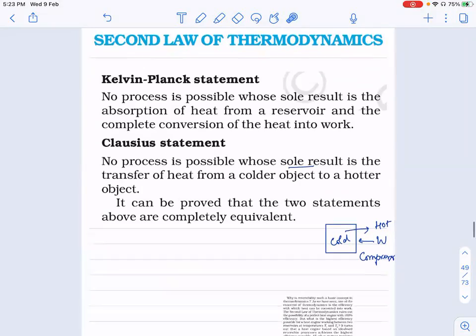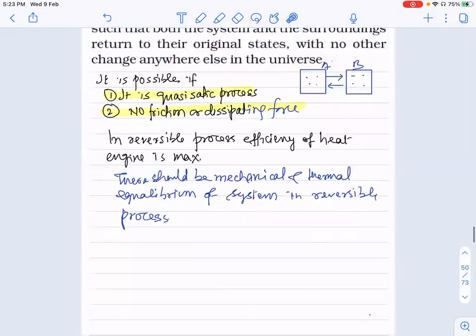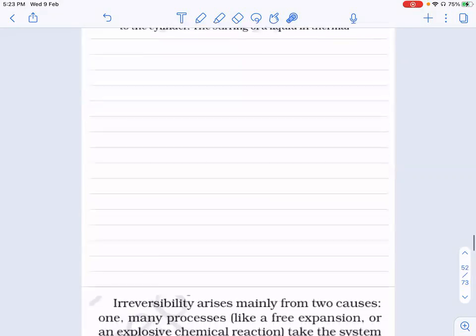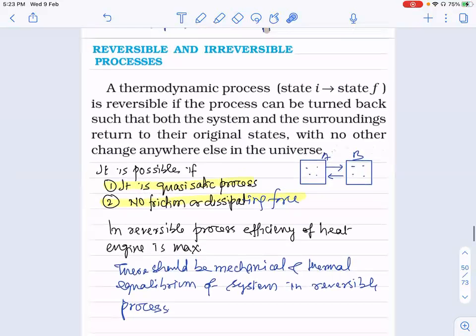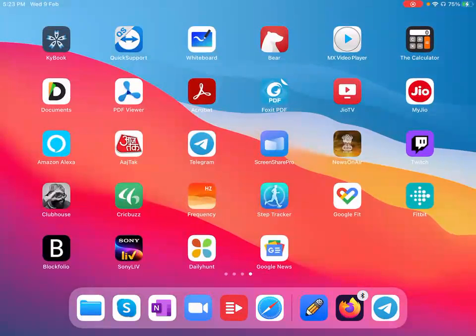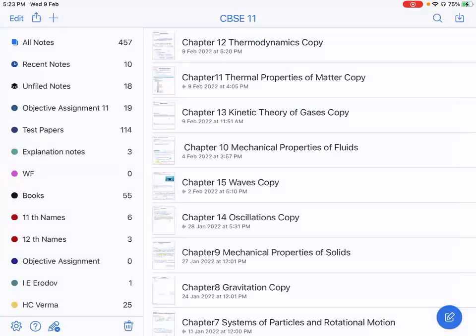All right. The heat engine and refrigerator are not in the course. We can discuss separately. So now moving on to the next one. Let's see. Just a minute.